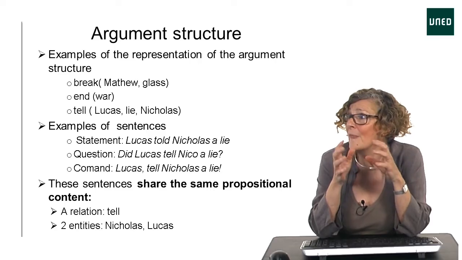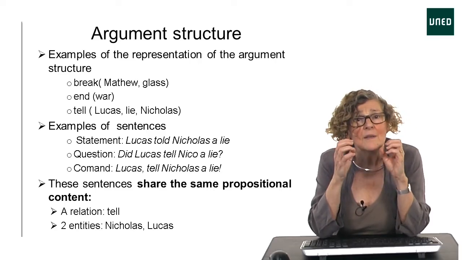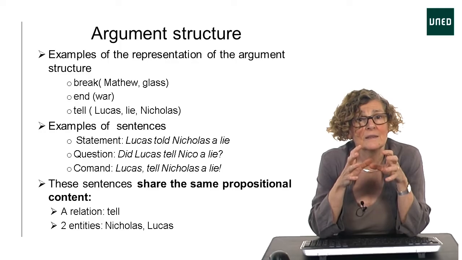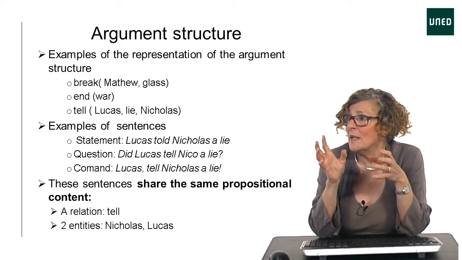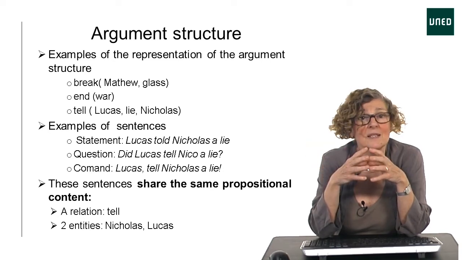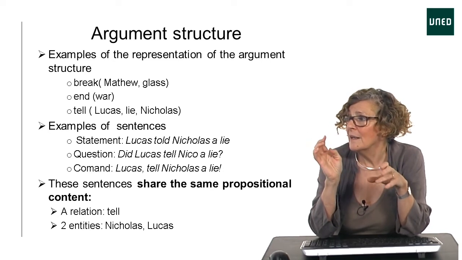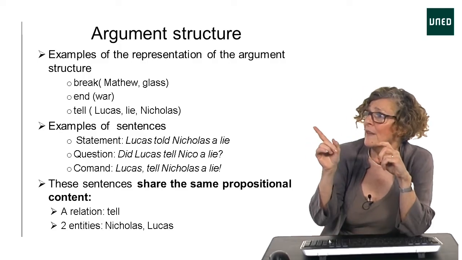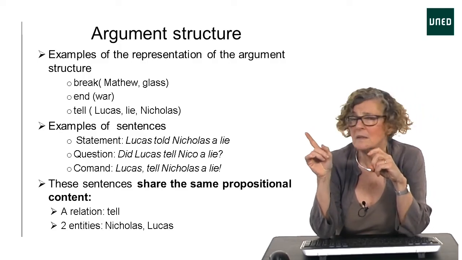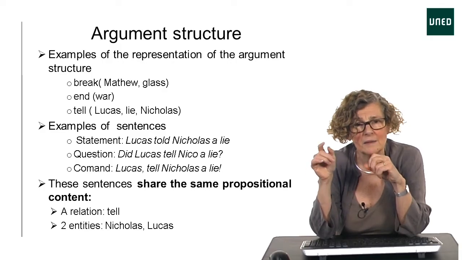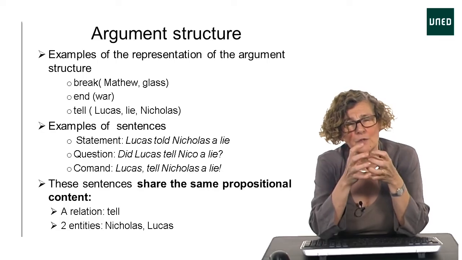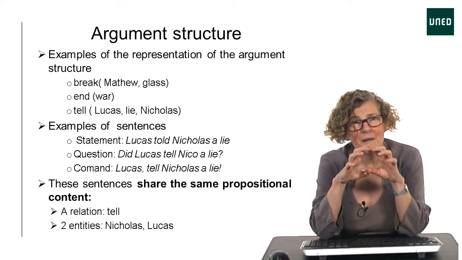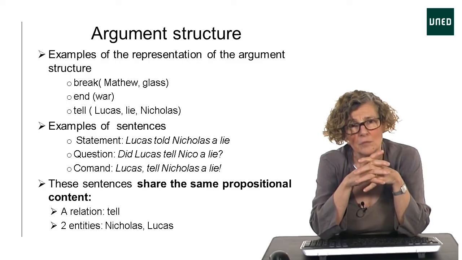So these three sentences share the same propositional content, and this is important. There's one relation, that's tell in the previous example, and three entities, Nicholas, Lucas, and lie, because lie has been considered as an entity. Lie is the opposite of truth, so here it's lexicalized as a noun.